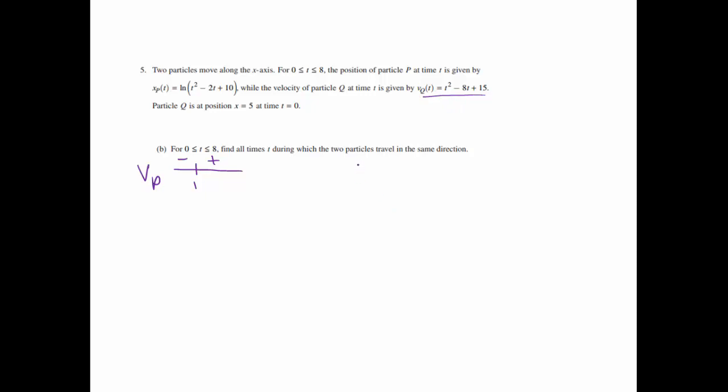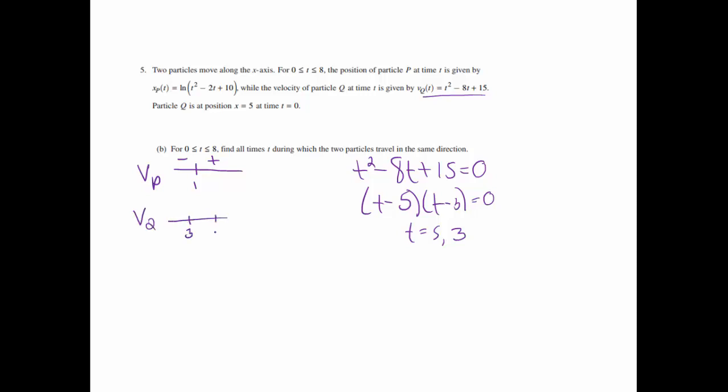So I'm going to go ahead and get my critical numbers. I'm going to take this and set it equal to 0. This will factor, t minus 5, t minus 3. So my critical values are going to be 5 and 3. So if I make a velocity chart, I'm going to write it over here, the velocity for q, my chart's going to have a 3 and a 5 on it. If I pick something before 3, I'm going to get a positive value into the velocity formula. If I put something between 3 and 5, I get a negative value. If I plug something in after 5, I get a positive value. So we would like to know when the particles travel in the same direction, so I'm looking for where the velocity has the same sign.